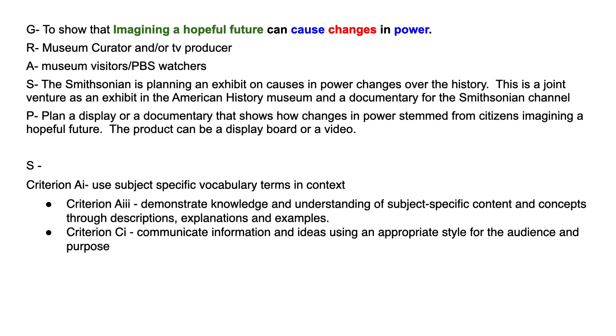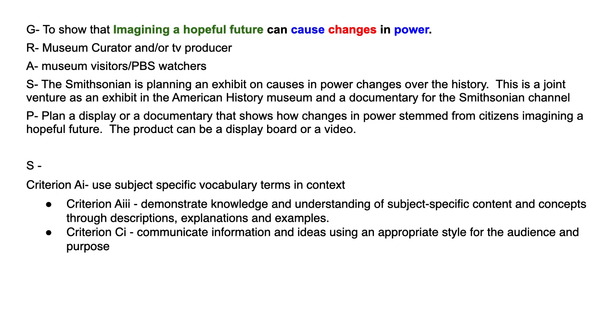Here is an example from my unit. The goal is to show that imagining a hopeful future can cause changes in power. That's the statement of inquiry. The role being a museum curator or a television producer. The audience being museum visitors or maybe a documentary viewer. The situation, and I describe that real world situation here.